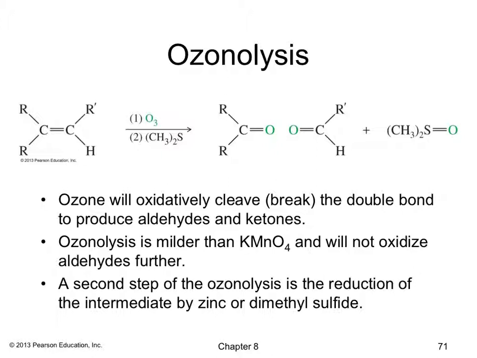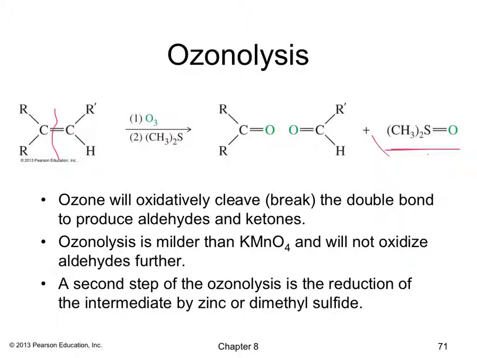Another way to cleave a double bond and add oxygens to it is through ozonolysis. Here's an example of ozonolysis in which you're adding ozone, and the second step is dimethyl sulfide. This will cleave that double bond, forming the carbonyl groups, and then DMSO, which is the oxidized DMS, or dimethyl sulfide. Dimethyl sulfoxide is this product over here.